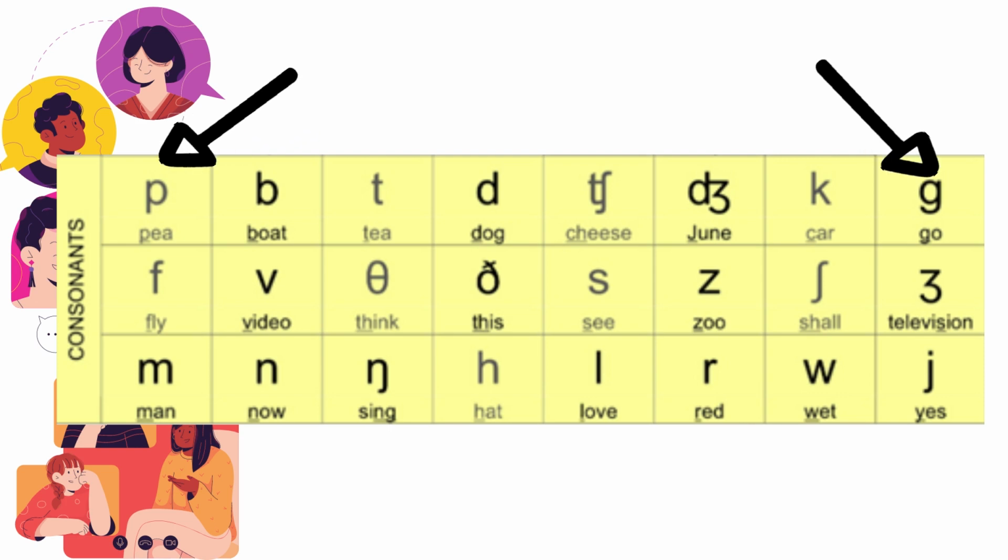We are going to use this part of the IPA chart as our reference as we go through this lesson. But before we proceed, please look at the IPA chart. The sounds that you see on the left of the chart are produced at the front of your mouth, like your p, f, and m, while the sounds that you see on the right of the chart are produced at the back part of your mouth, like g, zh, and y.